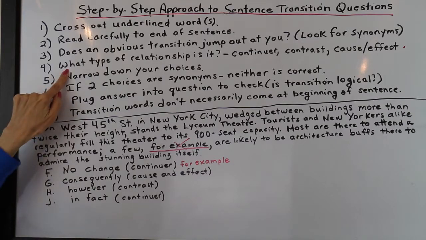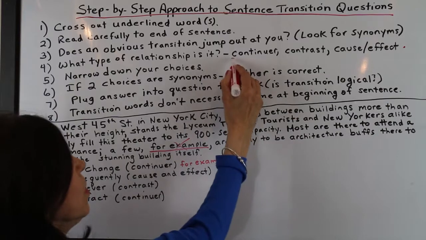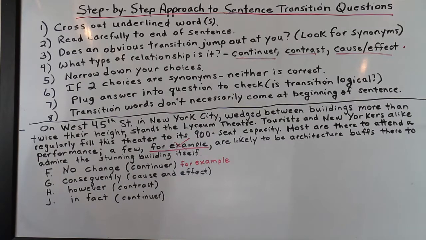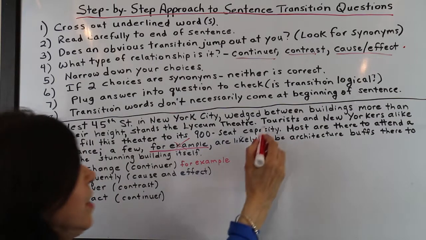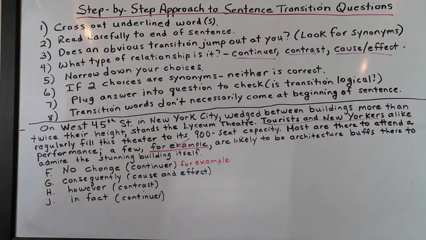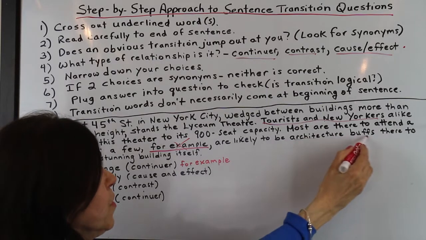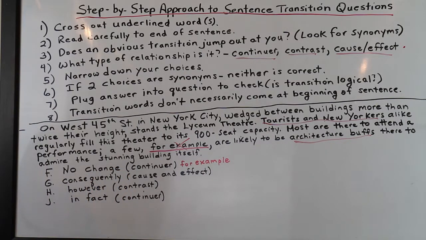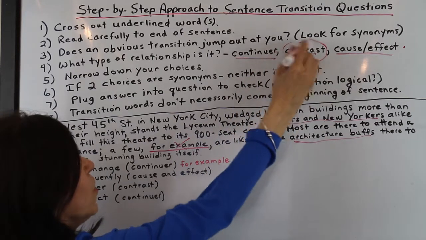And to help you decide, you think about what type of relationship is it? Is it a continuer, contrast, or cause and effect transition like we looked at before in the chart? So let's kind of see here. Tourists and New Yorkers alike, they regularly attend this theater to see the performance. But there are some patrons who are architecture buffs, there to simply admire the building. So it seems like it's a contrast. So I'm thinking that we need a contrast word.